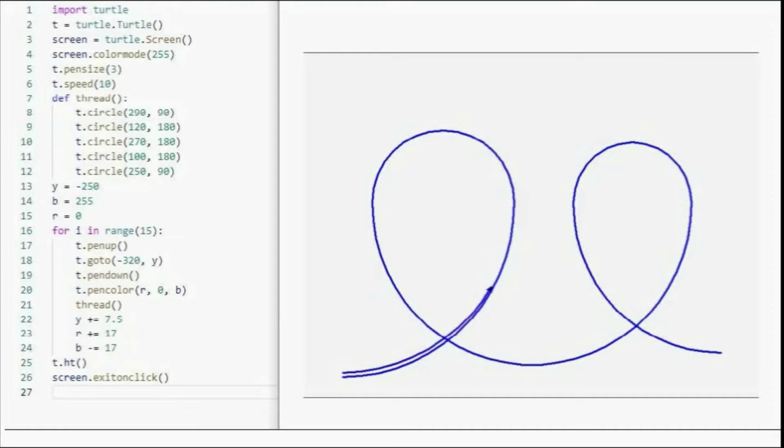Commands numbers 1 to 6 are the initial specifications. We have import turtle because we're using the turtle module. And then I want to use the letter T instead of using the word turtle because the word turtle is quite lengthy. I want to use the word screen.